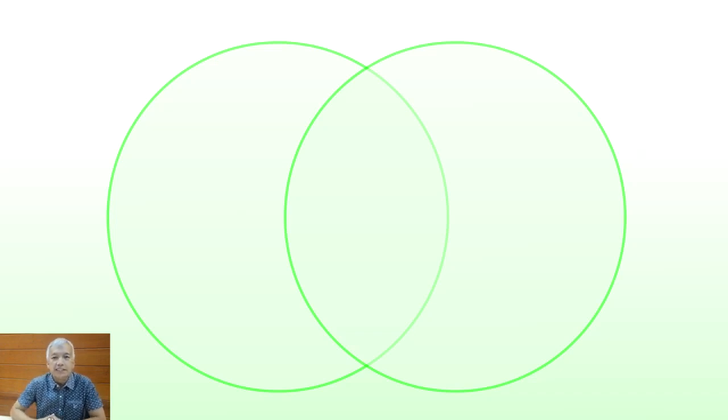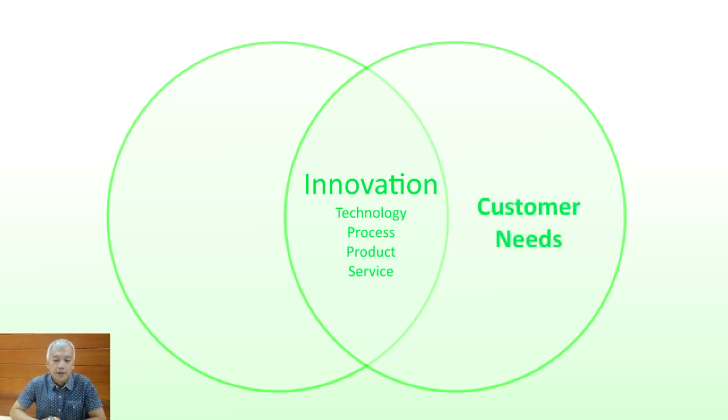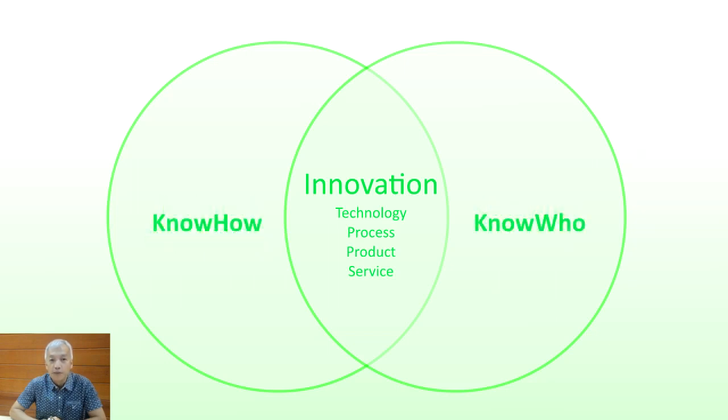Our process is based on the following principles of innovation. The first is that innovation is the intersection between what delivers value to our customer, in other words, what they are willing to pay for, and what we are technically capable of doing. And we introduce two new terms as a shorthand way of describing those two sides. We call that the know-who and the know-how.